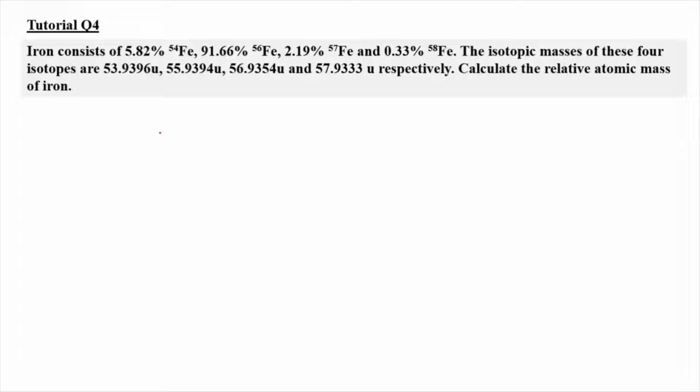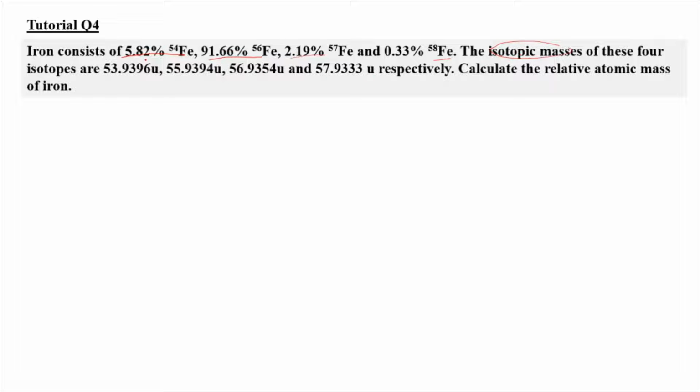So for tutorial question 4, iron consists of 5.82% of 54 ferrum, 91.66% of 56 ferrum, 2.19% of 57 ferrum, and 0.33% of 58 ferrum. The isotopic masses of these 4 isotopes are given as here. So we need to follow the isotopic masses.